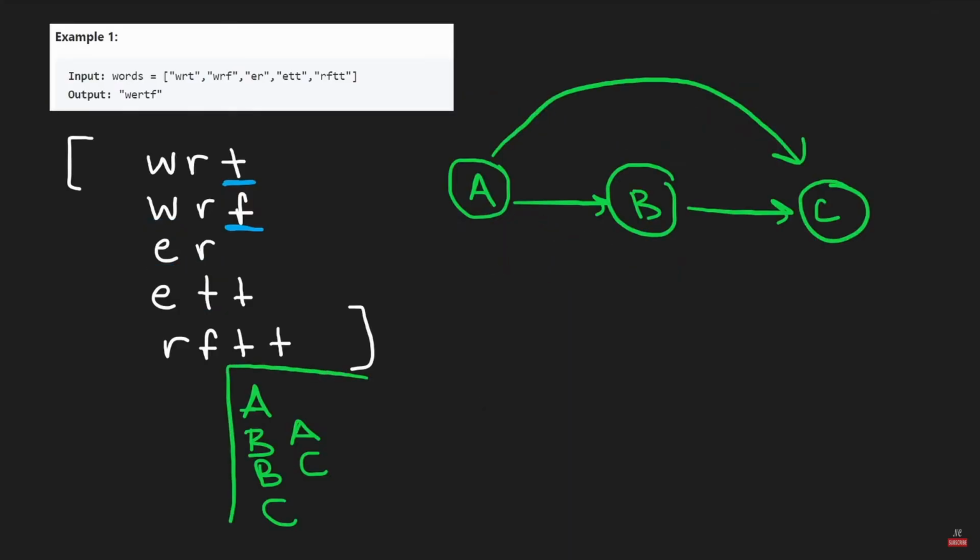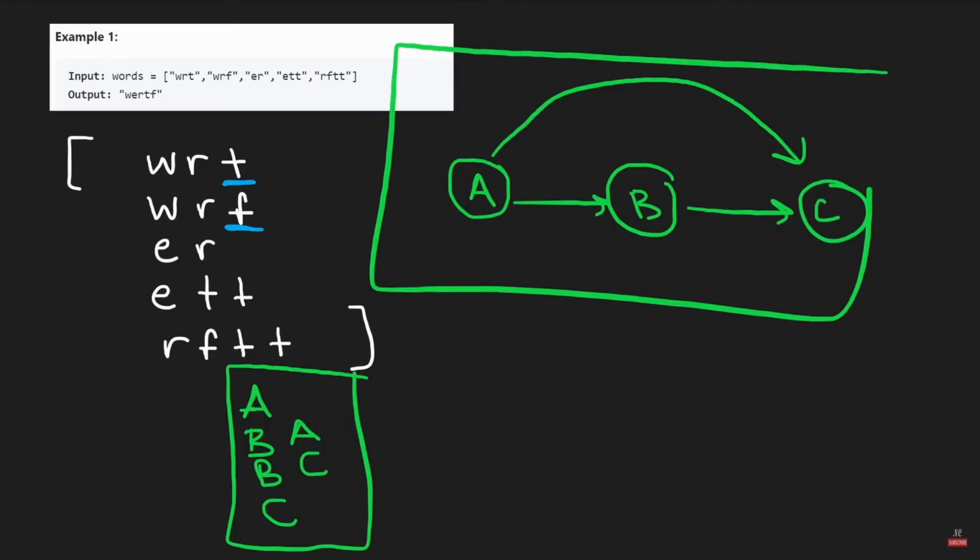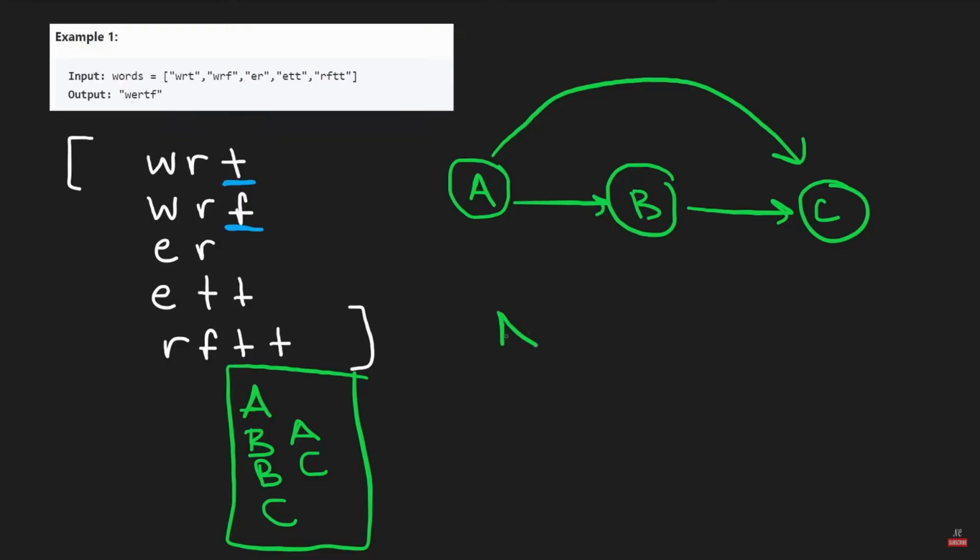If we were given an input list of words like this, what we would end up getting is basically a graph that looks like this. And this is a perfectly valid graph, right? What's one valid ordering of this? Well, basically A, B, C, right? That's one valid ordering. But let's say we did a DFS search on this.